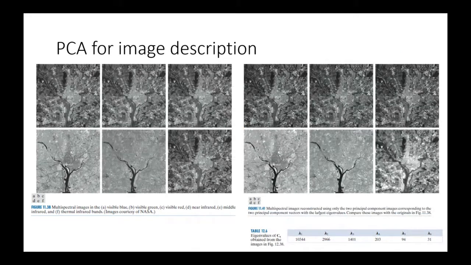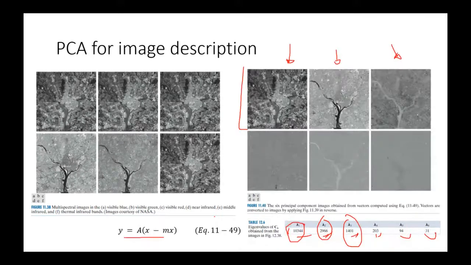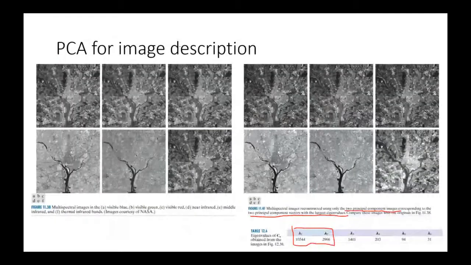Now I can reconstruct it using the 2 principal component images corresponding to the 2 principal component vectors with the larger eigenvalues. So now I only use these 2 eigenvectors, and I'm not showing the principal components here. I'm reconstructing the whole image, and that's what I got as reconstruction. So this is the reconstruction of this. You can see that it's a pretty neat reconstruction, right?